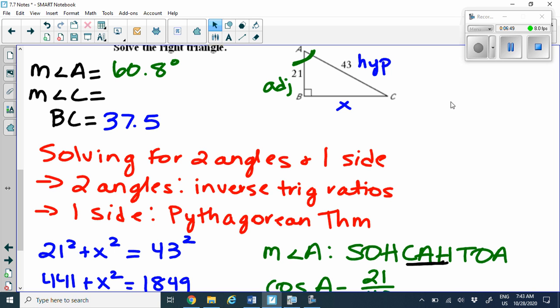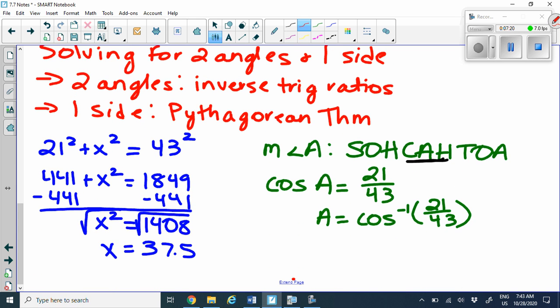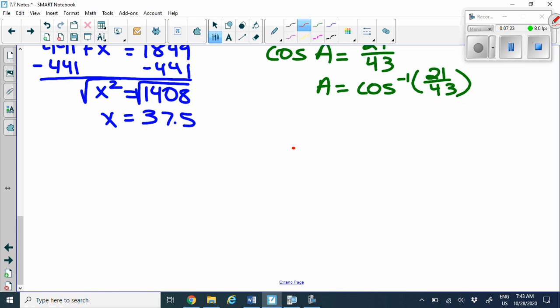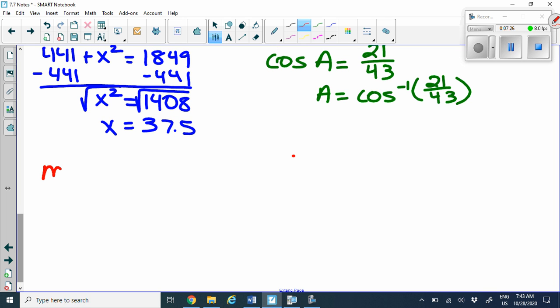Okay, so I'm going to do angle C. And once again, I'm going to do that 21 and the 43, okay? So 21 in comparison to my angle C, that is actually going to be opposite because it goes across the triangle. And of course, 43 is just going to be the hypotenuse. That stays like that. That doesn't change. So I need to figure out for my measure of angle C, we're going to use SOH CAH TOA.